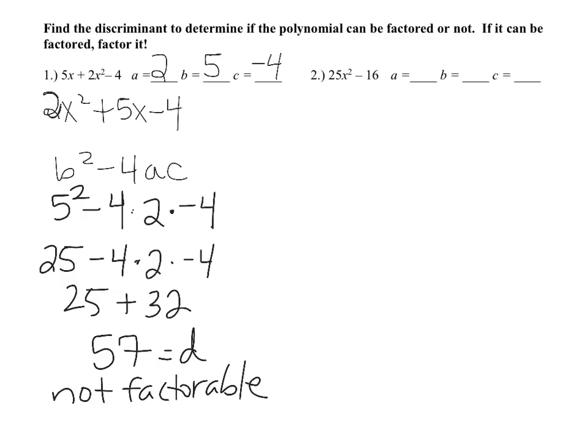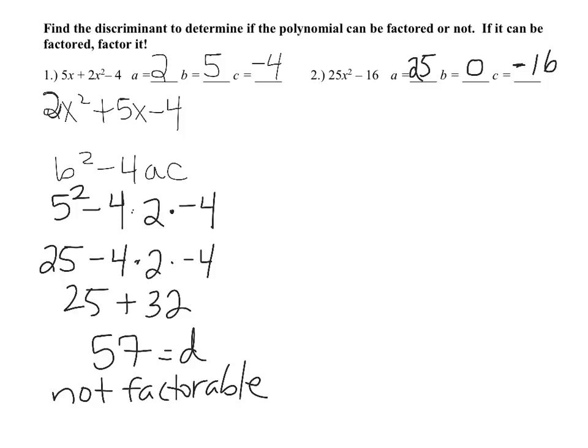All right, let's look at number 2. Notice you only have a coefficient of x squared and then a constant. So automatically we should know that a is going to be 25, because that's the coefficient of x squared, and c is going to be negative 16. Because we don't have an x term, the b value is 0.